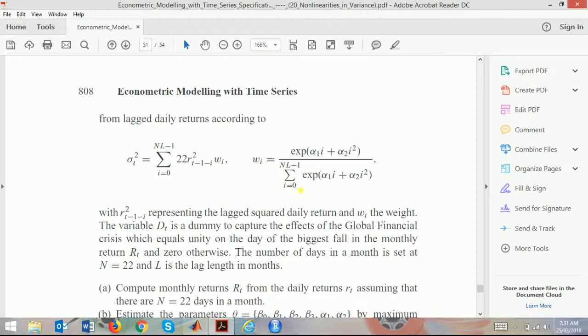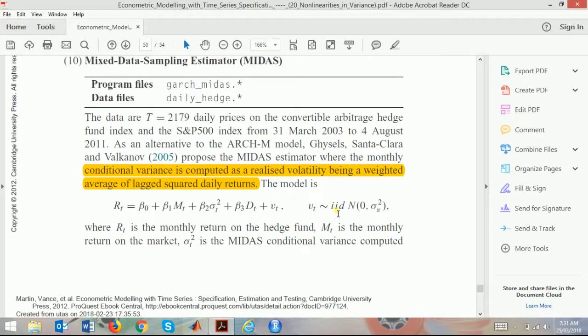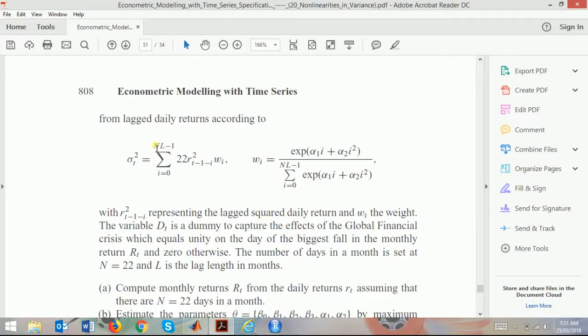Okay, fine, makes sense. So lagged daily returns are weighted and then averaged. Sigma square is basically the sum from I equals 0 to NL. N is the number of days, and the lagged squared daily returns are then lagged. So the number of days is in 2012. L is the lag length in months, which we probably want to estimate, and there are 22 days in a month.